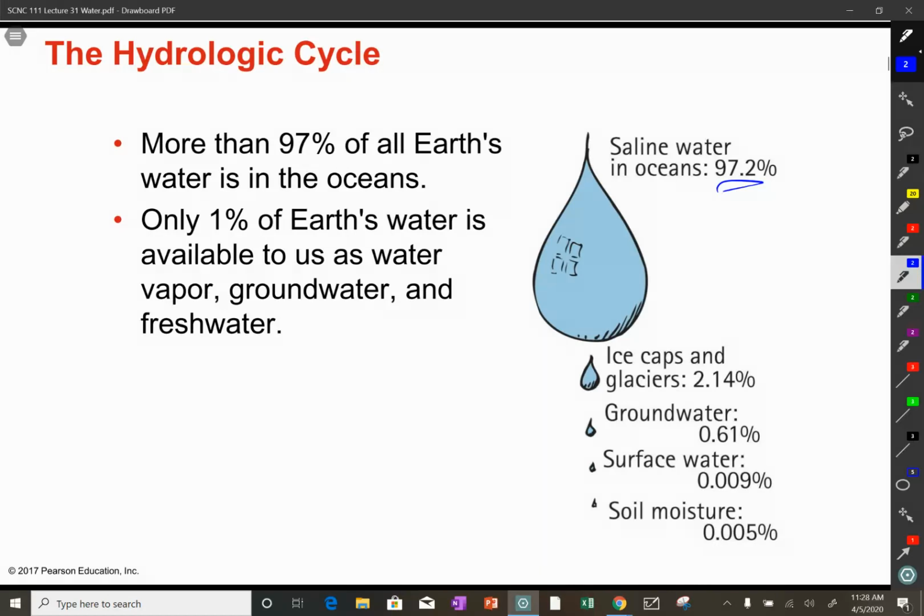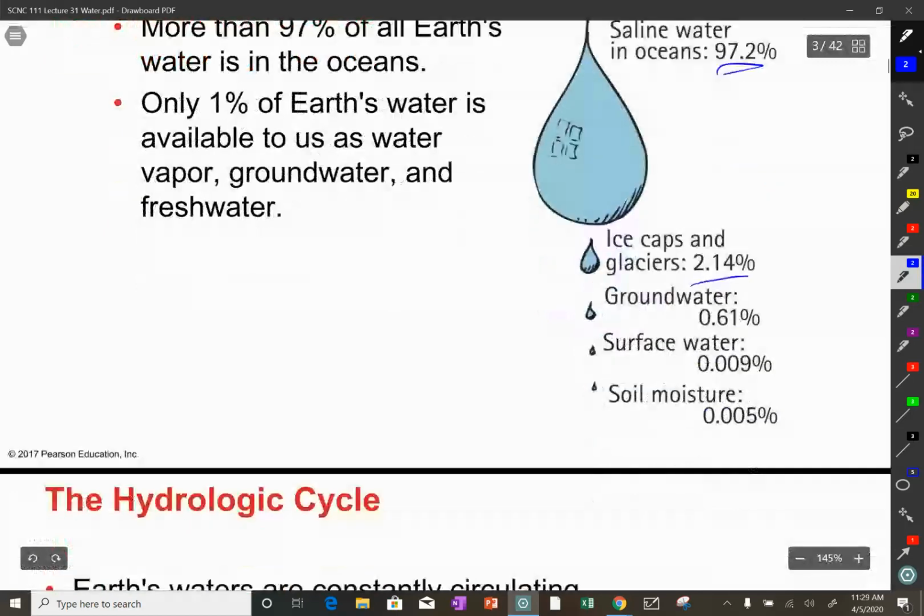And in fact, of the water that remains, well, this is total water. So 2.14% of the Earth's water is frozen. It's in ice caps and glaciers. And so of the water that is remaining after the saline and the ice caps and glaciers, we have less than 1% of all of the Earth's water that's really available to us, water that we might think about drinking or using to water our plants. And that water is in vapor in the air, groundwater in the earth, and fresh water, like lakes and streams.